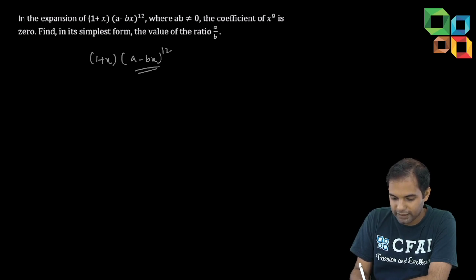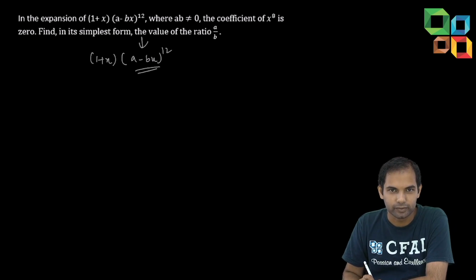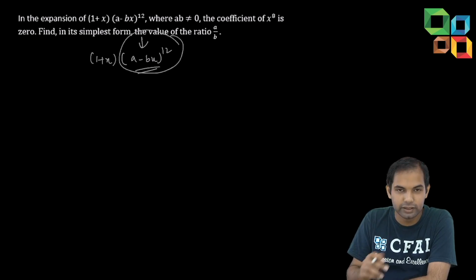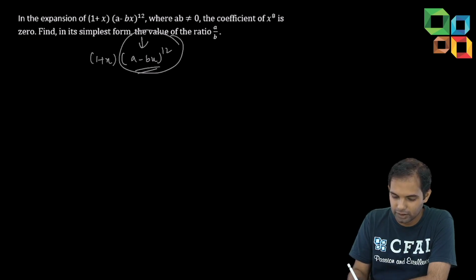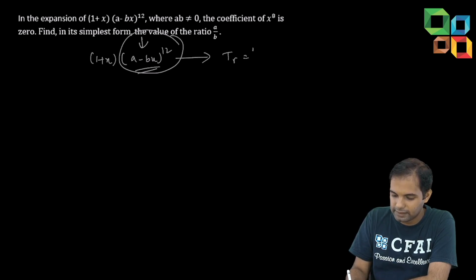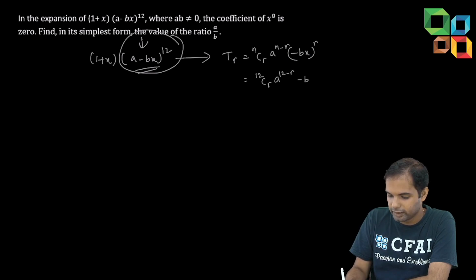Okay. So I can write the general term of this expression. Let me write only this part, because binomial expansion into something is given. So for this, TR is nothing but NCR into a power n minus r into (minus bx) whole power r. N is 12, so it will be 12cr a power 12 minus r minus b power r into x power r. Let me write it separately.